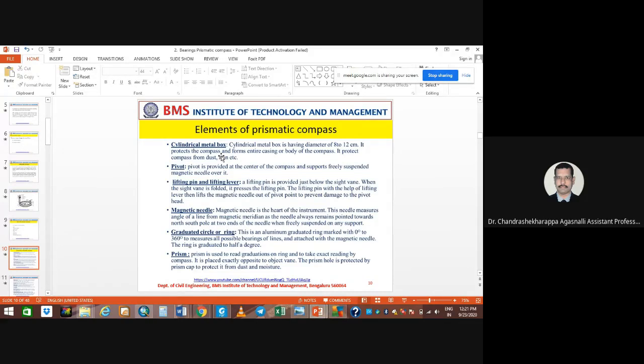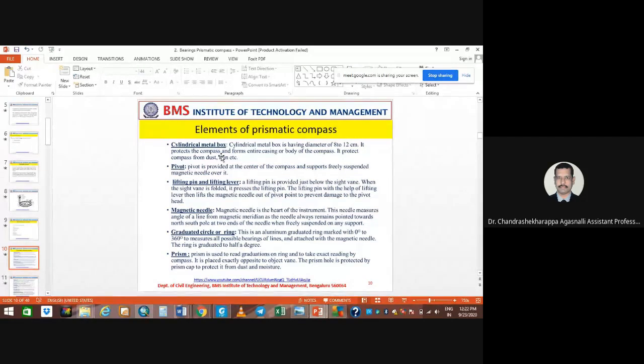It will measure the angle of a line from the magnetic meridian, as the needle always remains pointing at that. On the needle, one side is red and the other side is white. The red indicates the north direction. Just keep in mind, it is north-south: north is the red side, and white is the south side. Where there is a red line pointing upward, the right side of that we call east, and the left side is west.